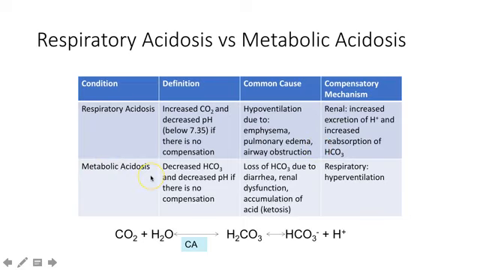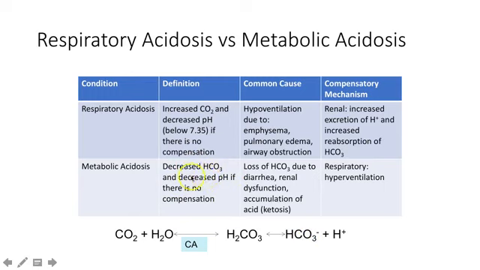Now, metabolic acidosis is a little bit different. Again, we have the same kind of idea. We have an acidic condition, so we have a decrease in pH below that 7.35. However, it's due to too little bicarbonate ions.